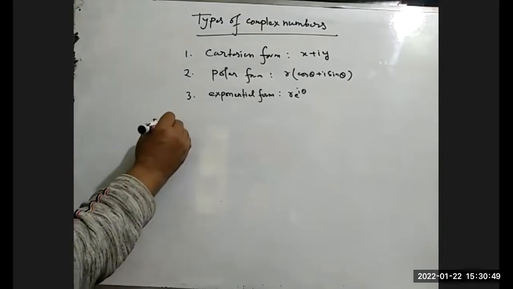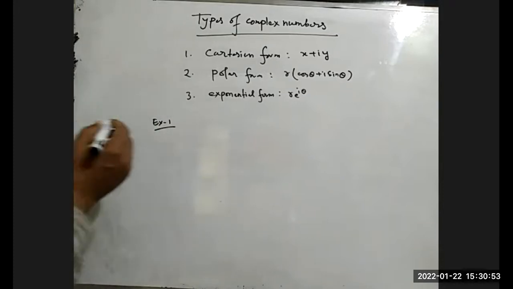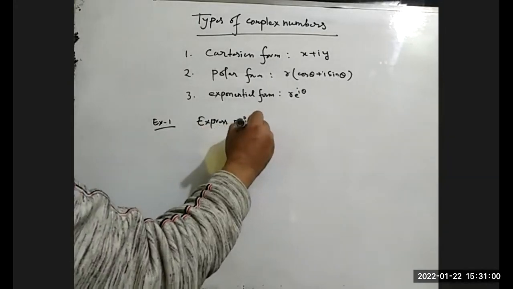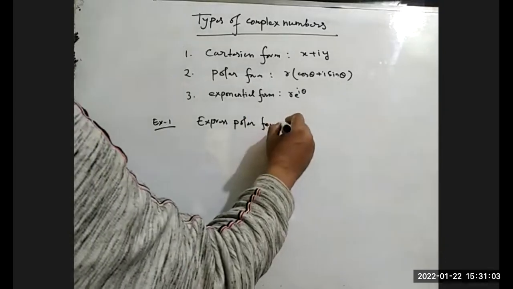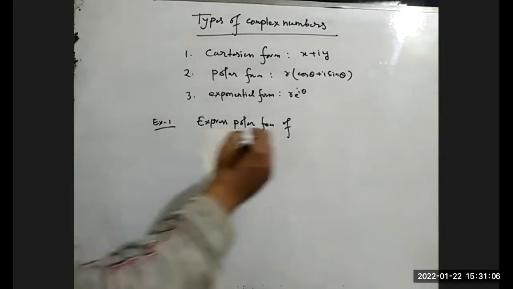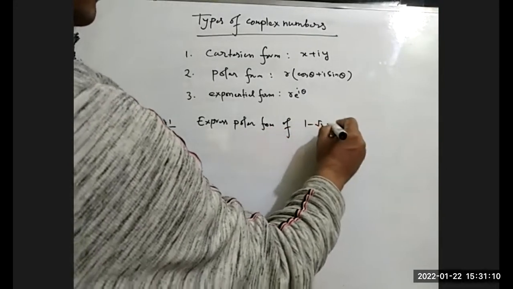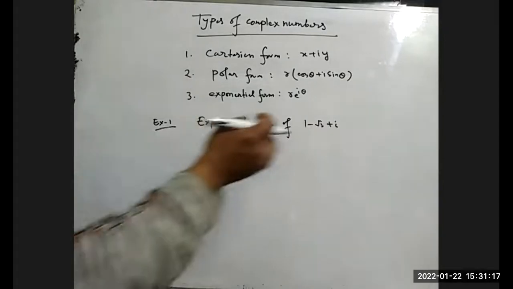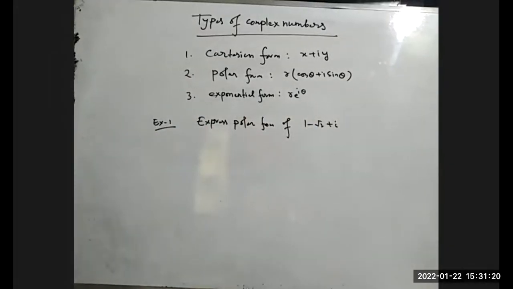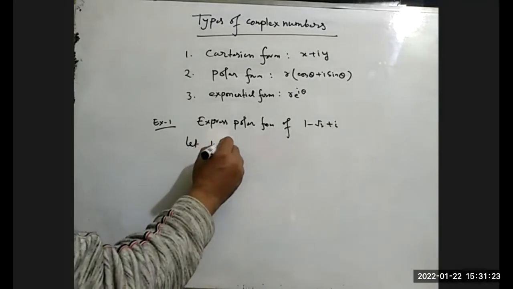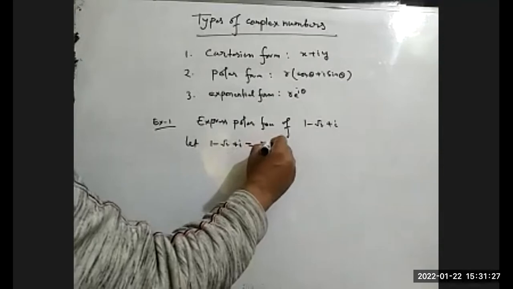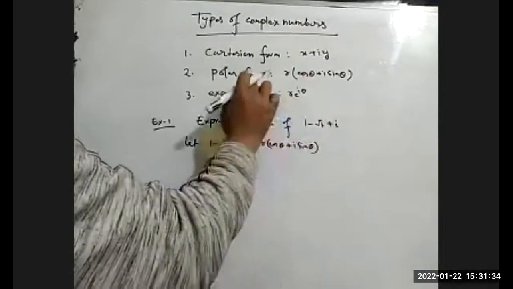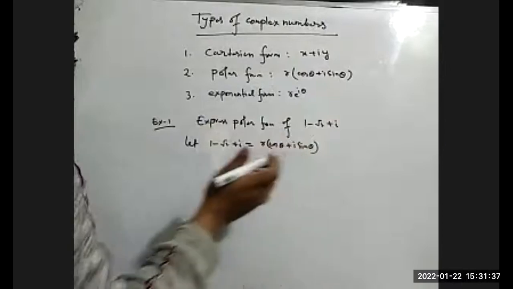Now, for example, we can separate the real part and imaginary part, or express the polar form of 1 minus root 2 plus i. This is actually a complex number because there are a real part and an imaginary part. So let 1 minus root 2 plus i equal r cos theta plus i sin theta. That means the polar form. This is the polar form, so we consider this equal to this.